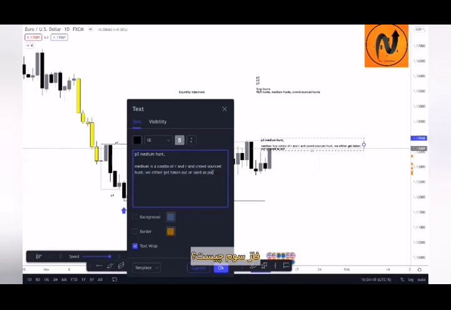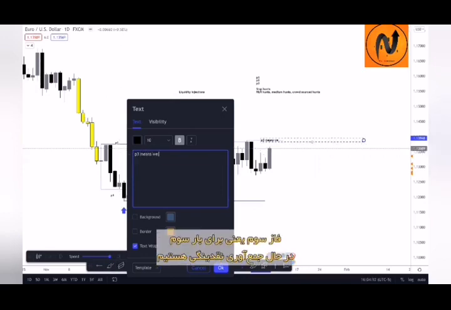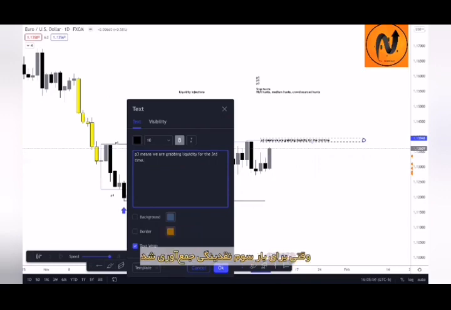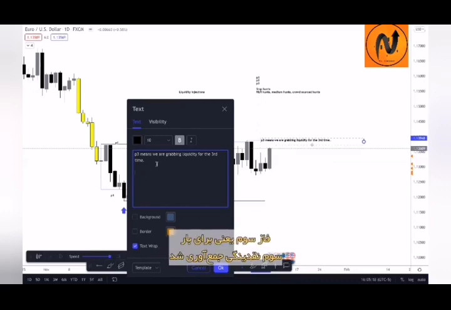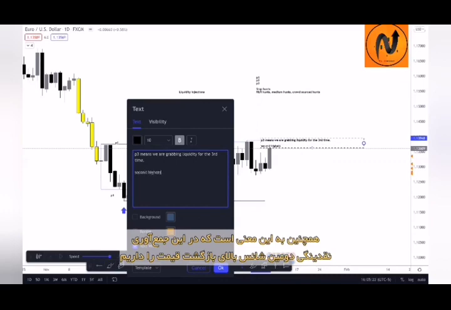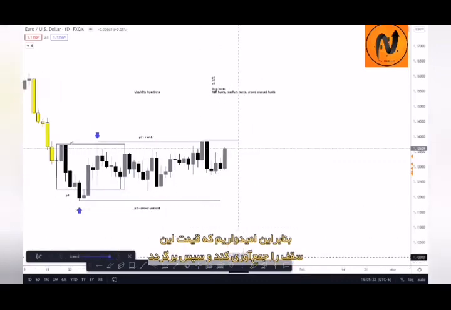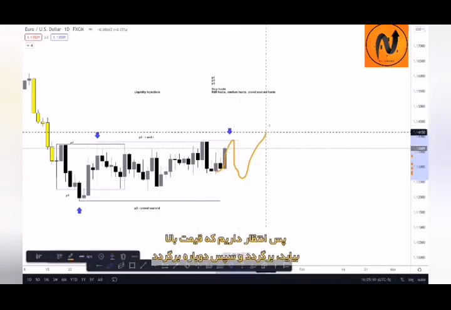But what we need to understand is phase three. All right, so what is phase three? Phase three means we are grabbing liquidity for the third time. Phase one is the highest probability, right? Phase two is the least probable. Phase three is the second most probable. So phase three means we have the second highest chance of reversing at this liquidity grab. So hopefully price is going to come, induce these highs, and then reverse. So we can expect price to come in and reverse, something like so.